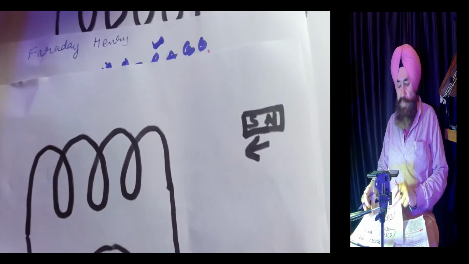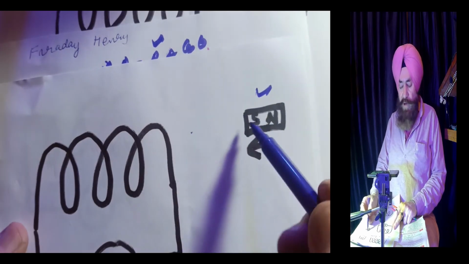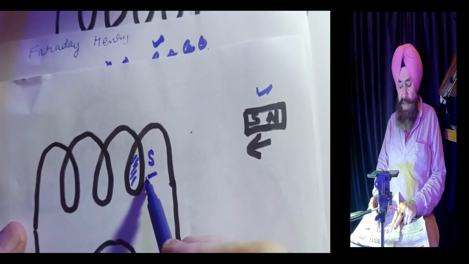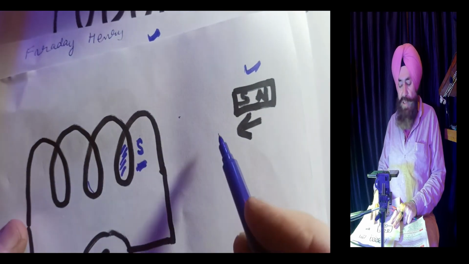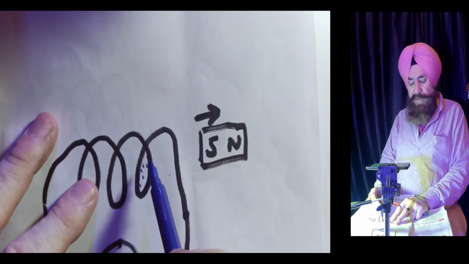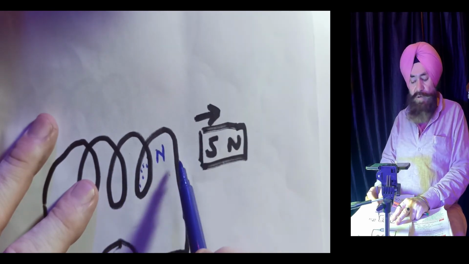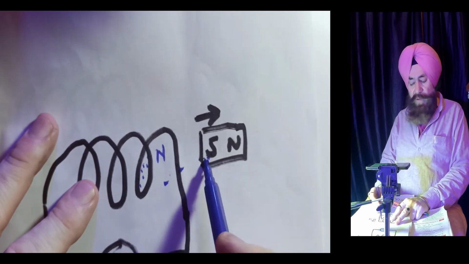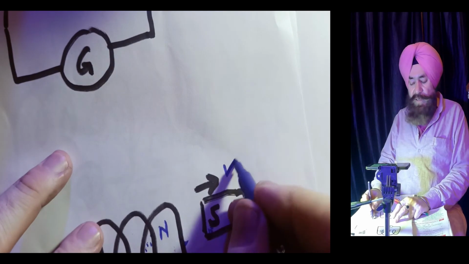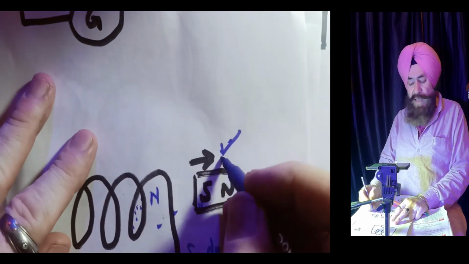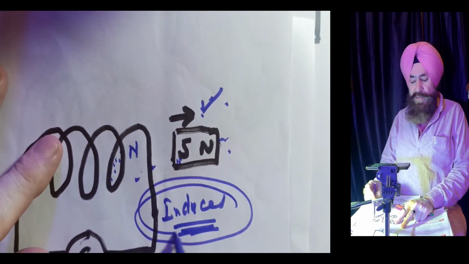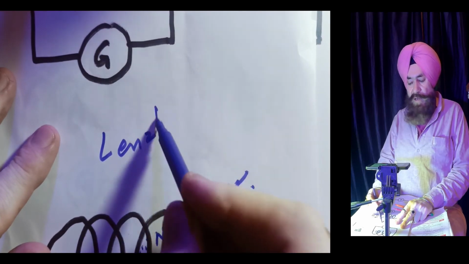Now instead of the north pole, if the south pole of the magnet is pushed towards the coil, the current flows in such a direction that it acts as a south pole. Induced current flows in such a direction. Now if it is moved away from the coil, the induced current flows in such a direction that this loop acts as the north pole, again giving opposition. So the induced current which is produced always opposes any change. Maybe the magnet is moved away or maybe it is moved towards, the induced current always gives opposition, and that is called Lenz's rule.